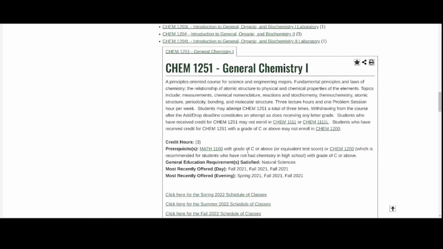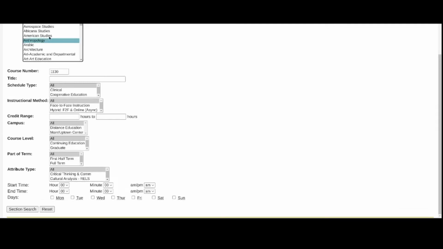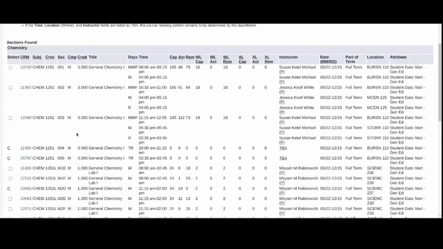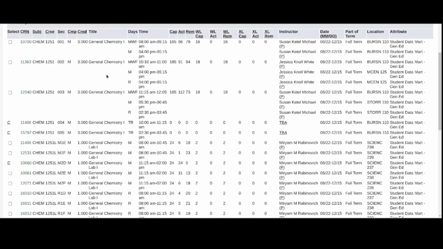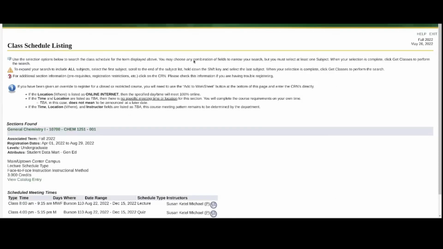Let's say I meet the prerequisites and I want to enroll in Gen Chemistry 1. So I will look up Chem 1251. Looks like there are some sections with no seats available. The C means closed. But there are plenty of sections with seats open. So let's try to decipher what all of these different timings mean. I'm going to click on the CRN to try and figure out why there's more than one thing listed here, because that is not something we've seen with other courses.